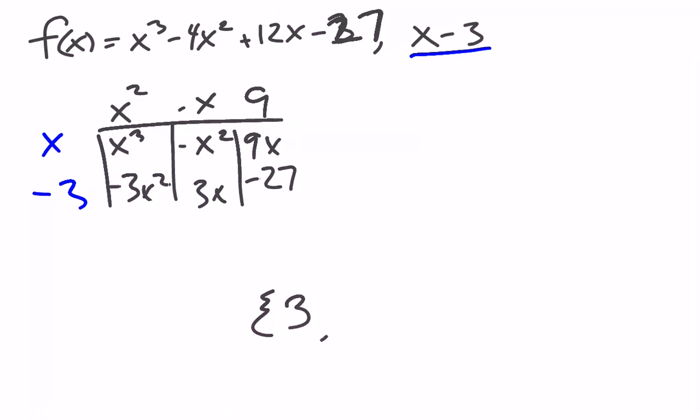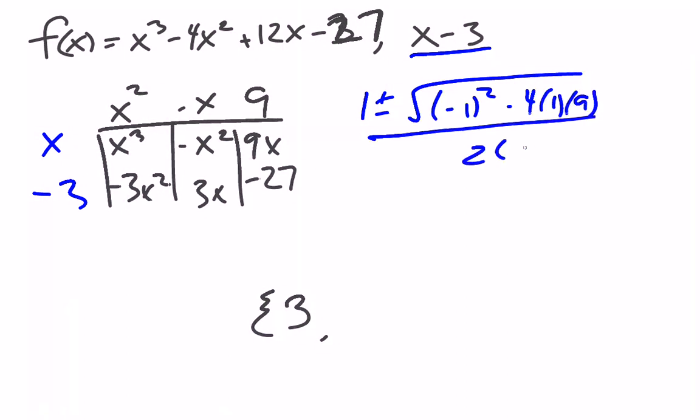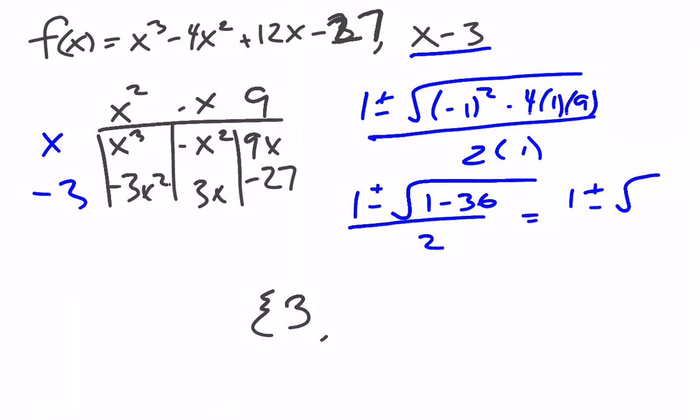So the first root I've used is 3 because x minus 3 equals 0. If I solve that, I would get 3. So you always need to write the one from your factor. And then I would do my quadratic formula. So x equals opposite b plus or minus square root b squared minus 4ac all over 2a. So I would get 1 plus or minus the square root of 1 minus 36 over 2. So 1 plus or minus the square root of negative 35 over 2.